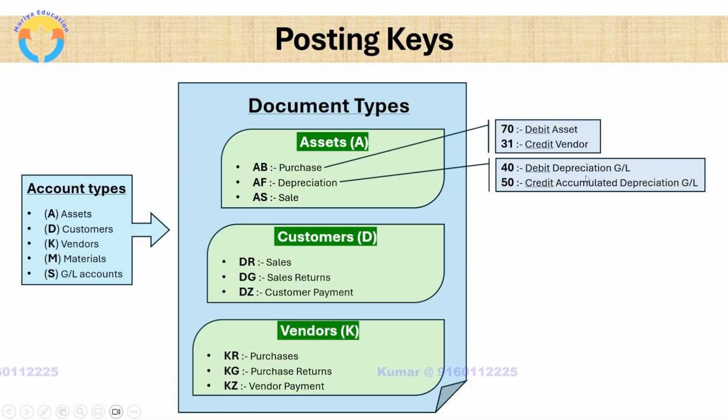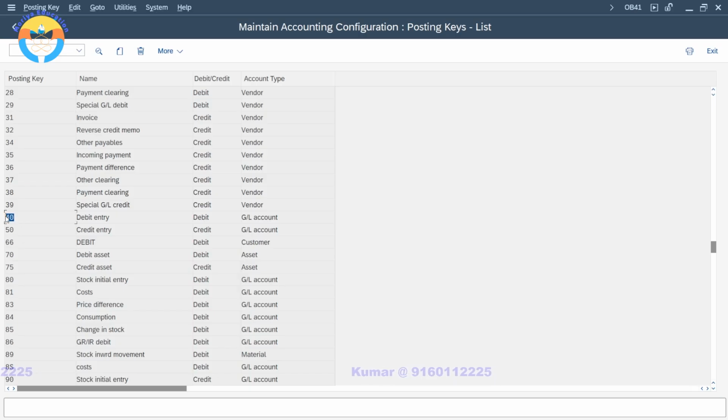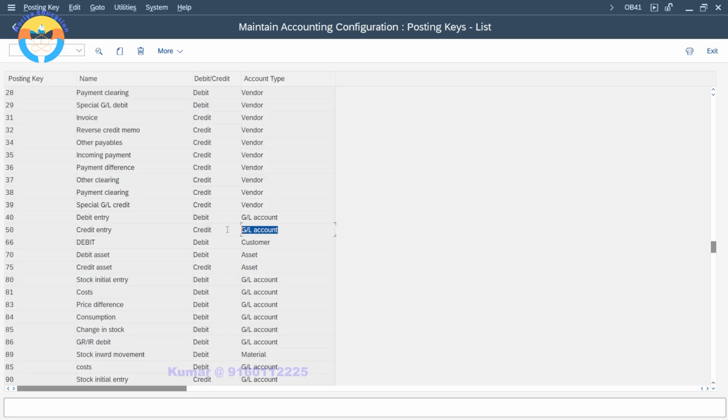It is just a normal GL account. If we go here, what is the 40? 40 is used for the account type GL account. What it is doing is debiting the GL account, and the transaction is debited. Posting key is 40. Okay, so that's what we have done here. Debit the depreciation GL account and credit the GL account only.